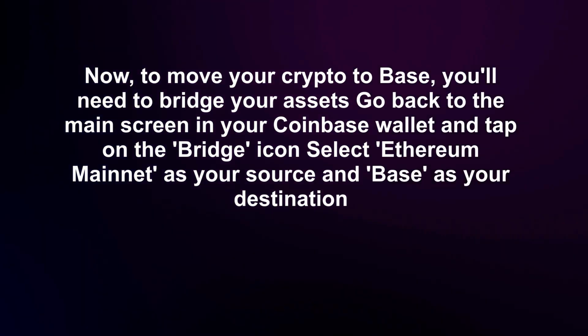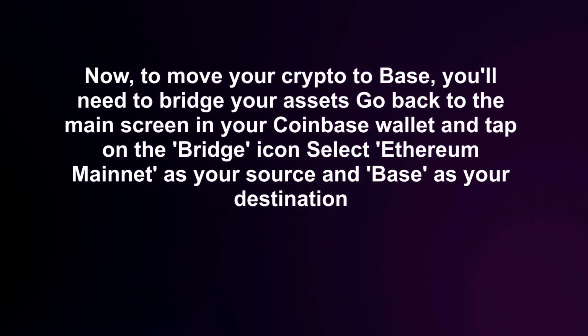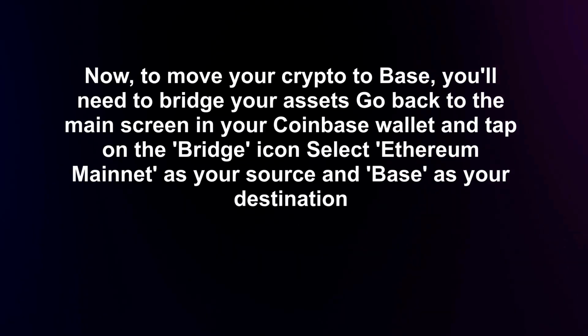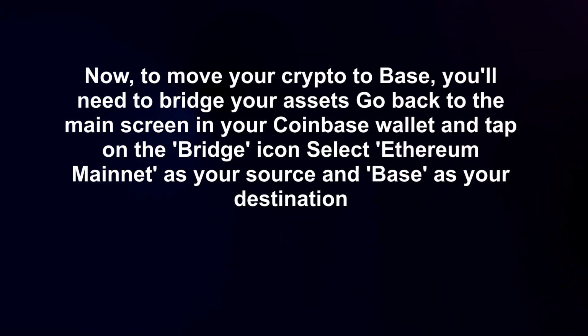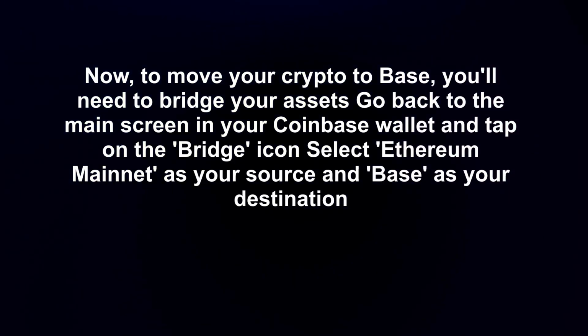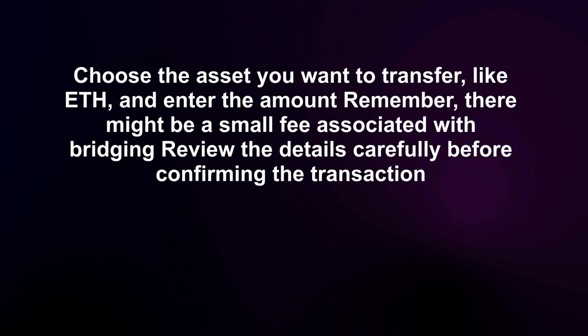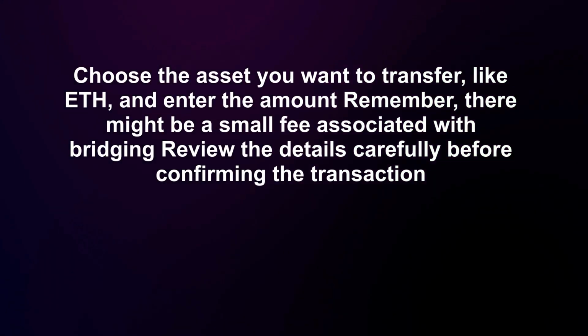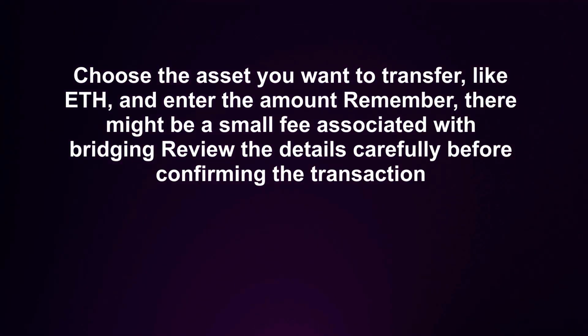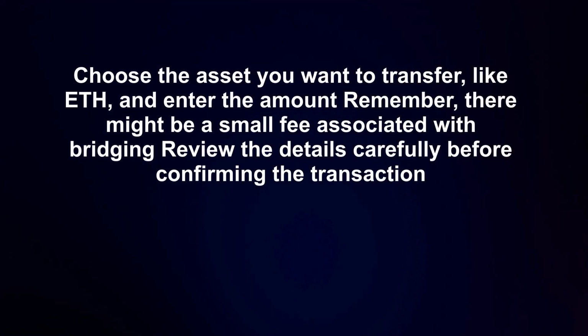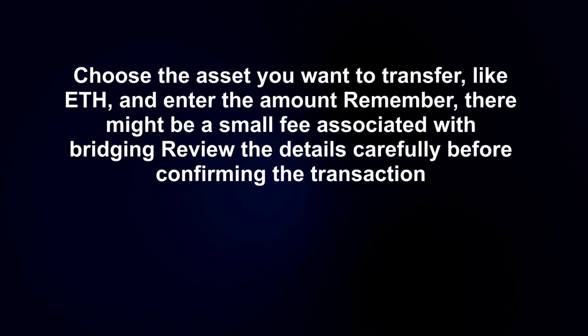Now, to move your crypto to Base, you'll need to bridge your assets. Go back to the main screen in your Coinbase wallet and tap on the bridge icon. Select Ethereum mainnet as your source and Base as your destination. Choose the asset you want to transfer, like ETH, and enter the amount. Remember, there might be a small fee associated with bridging. Review the details carefully before confirming the transaction.